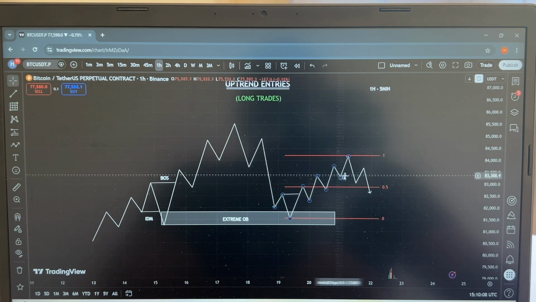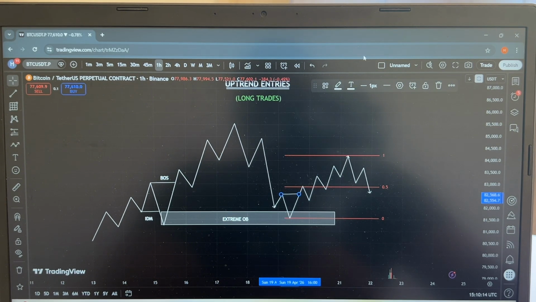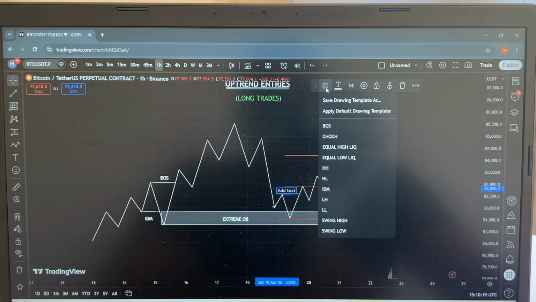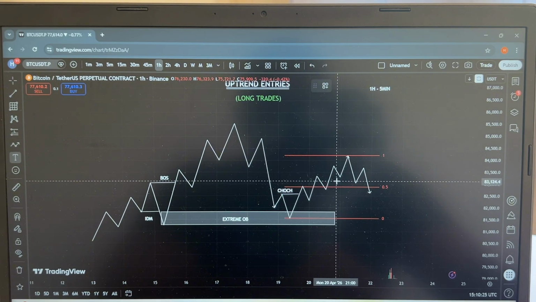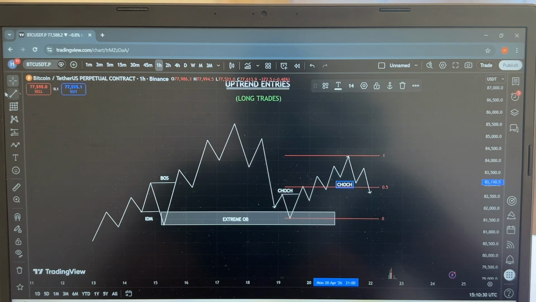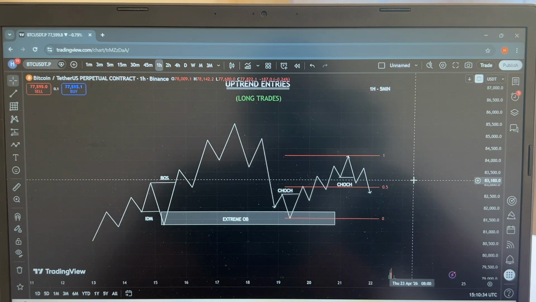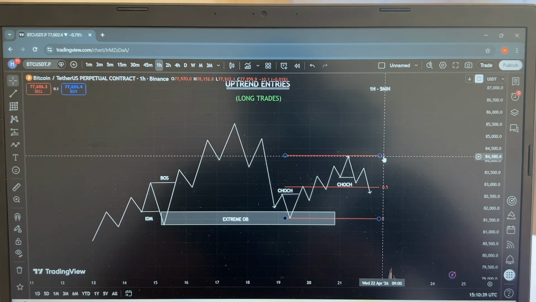Okay, so then we can clearly see this change of character after this happened, so let's mark that down as well. And then again there's a change of character over here as well, right over here.